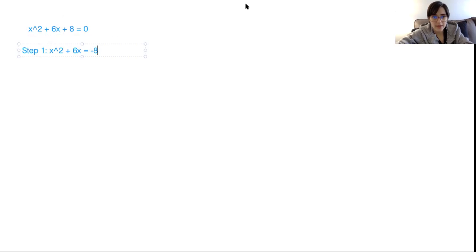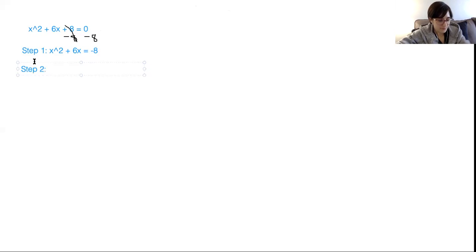And again, the way I got that was to say, in order to move this over here, I'm going to do minus 8 on both sides. It cancels it here. And I do 0 minus 8 here to get my minus 8 that I now see over here. So that's step 1.